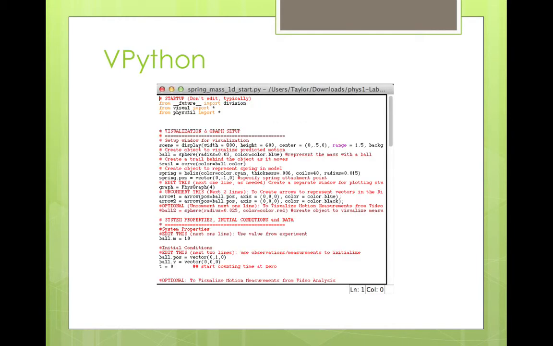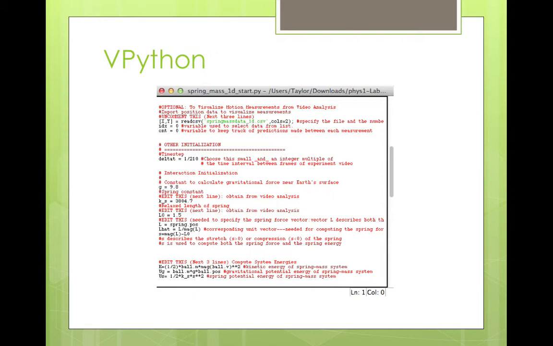In VPython, we have the mass of the ball, which represents the man, to be 10. We had to lower the mass of the ball, or the mass of the man, because the spring constant in this particular code was too weak to handle 70 kilograms. So just to make the motion work and be visible, we lowered the mass. The position is 0 and 0 meters, and the velocity is 0 at a time of 0.